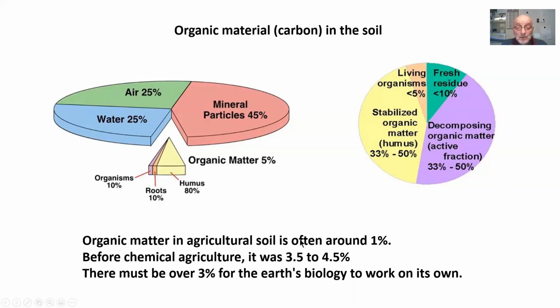Organic matter in agriculture soils is often 1%, around 1%, or even below. Before the chemical agriculture it was 3.5 to 4.5. There must be over 3% before biology starts work on its own. So what we are adding to the soil with the soil food web method, the whole soil food web, will only be there on its own when we have increased our organic matter, or the plant part, humus, to at least 3% and more. Then it will start to actually appear on its own.